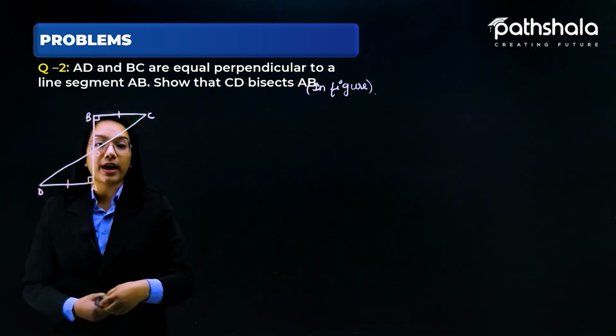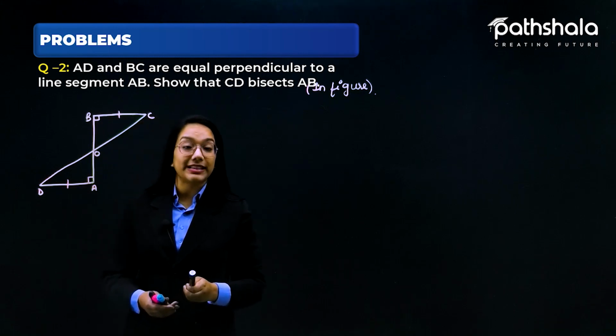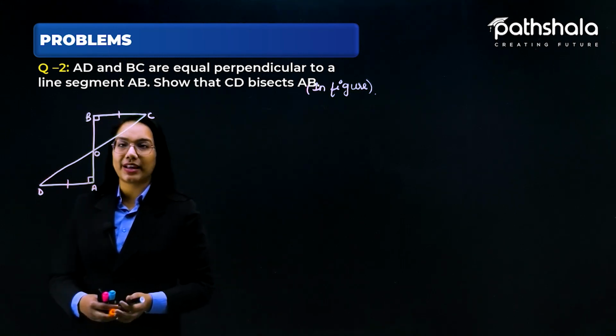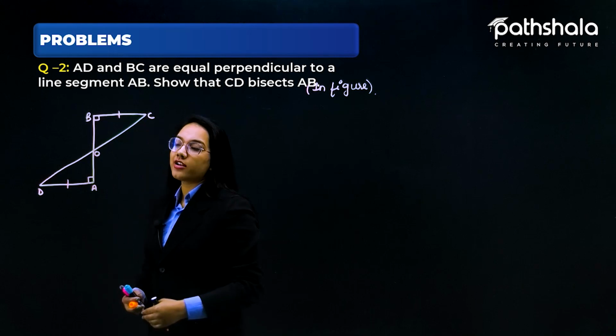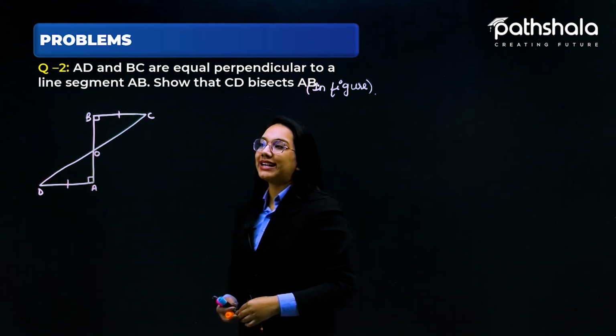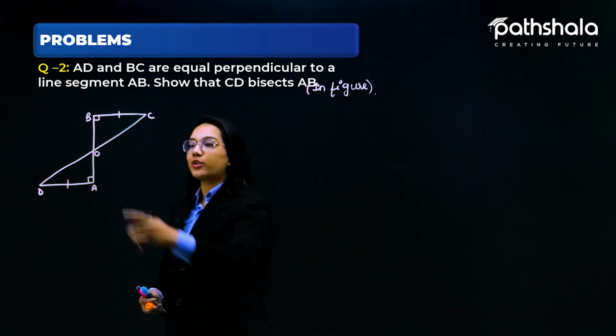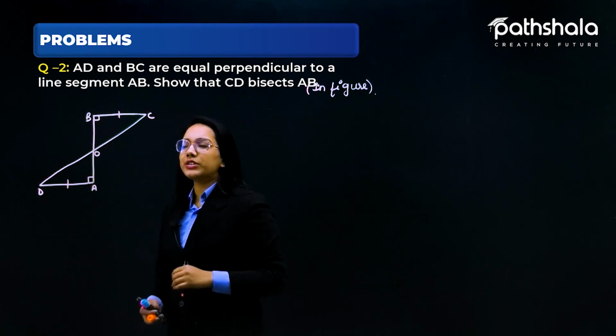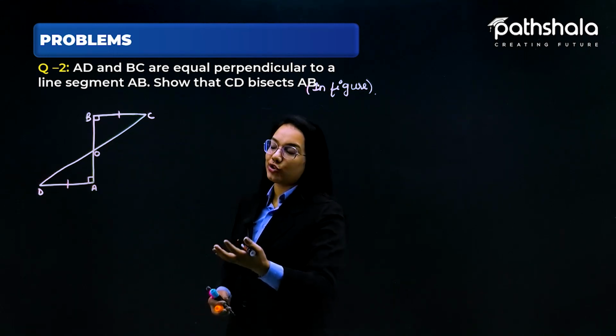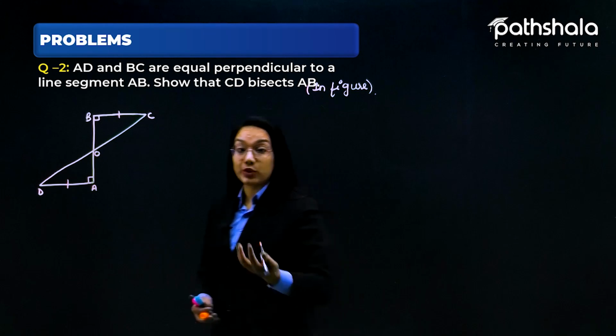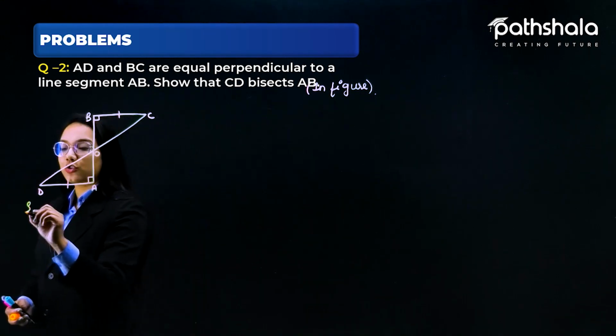We have to show that CD bisects AB. We have to show that CD bisects AB. So if I'm just looking at this figure, I just have to show that CD bisects AB, which means that I have to show that OA is actually equal to OB. So it is quite an easy thing for us to show that OA is equal to OB. So let us suppose I'm just starting with the solution of this one.